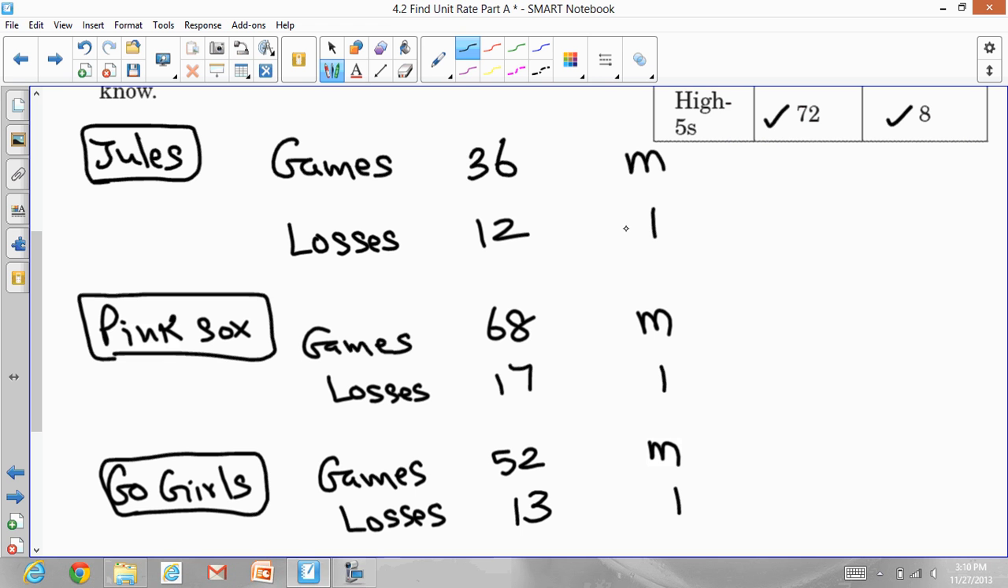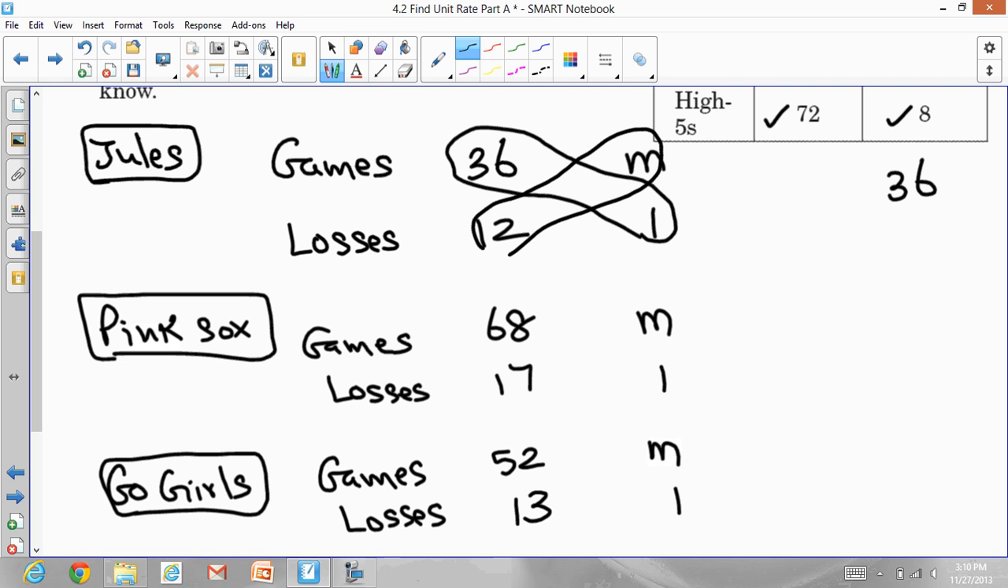So let's focus on Joules. So you're going to cross over and multiply. 1 times 36 is going to be 36, and 12 times M is going to be 12M. Make sure that you have the equal sign. Now divide by 12, and that is how you get the M alone. So M equals 36 divided by 12 to get 3. So that means 3 games per loss. They won 3 games for every loss.